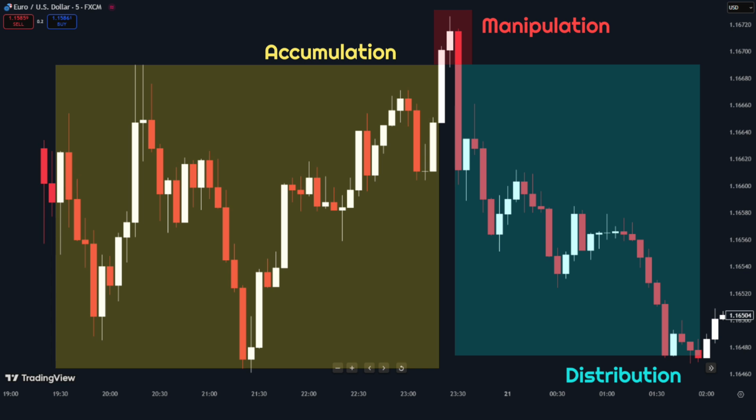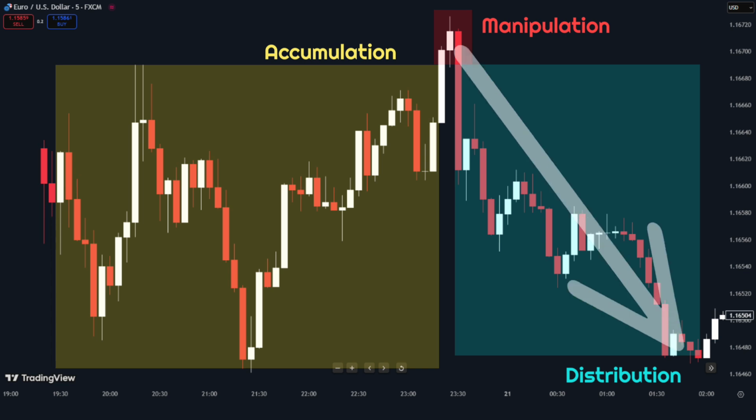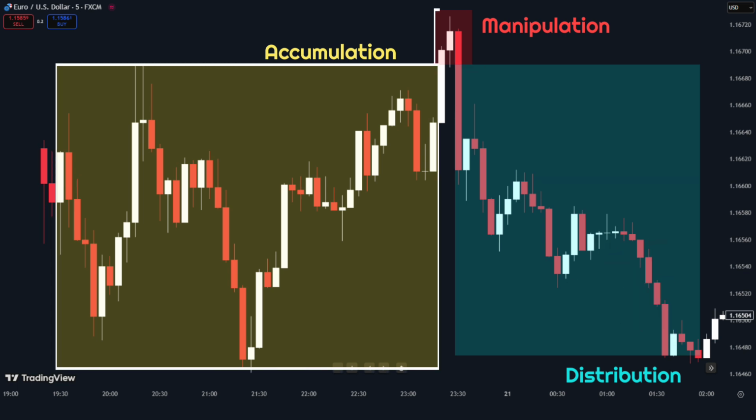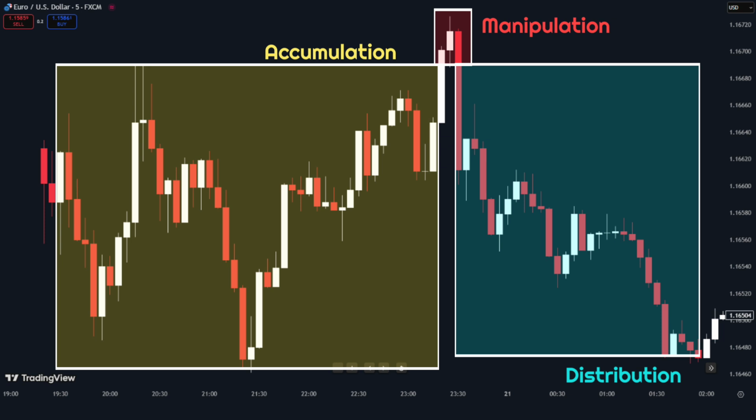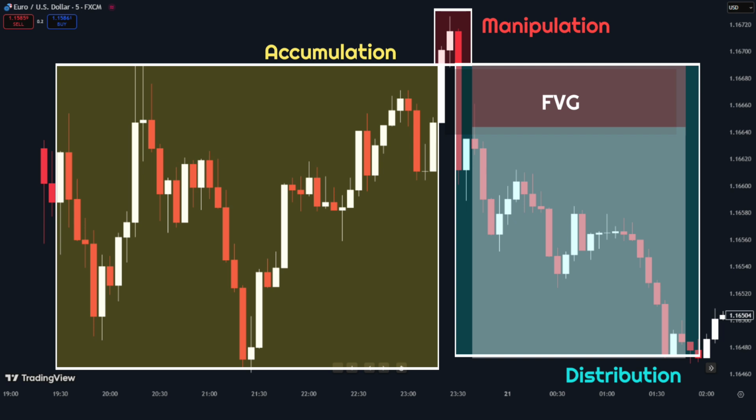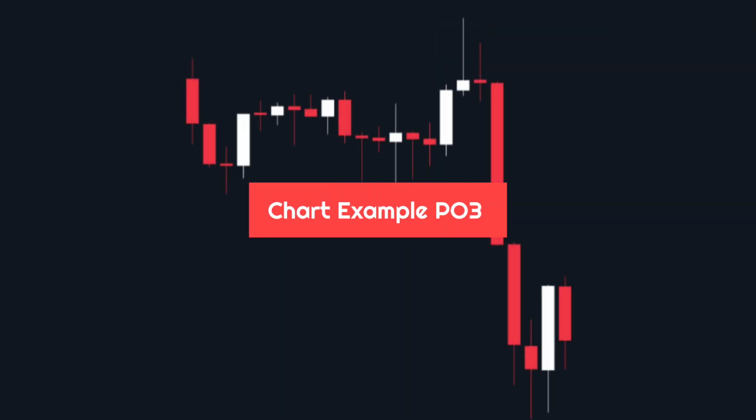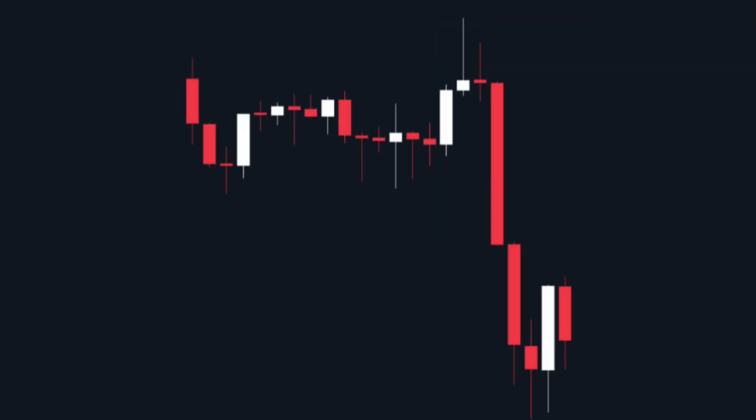The distribution phase then unfolds to the downside. This is where we look for short entries after confirmation candles close back inside the consolidation. Stops are placed above the manipulation high and targets are set toward liquidity below the lows or into key demand levels.